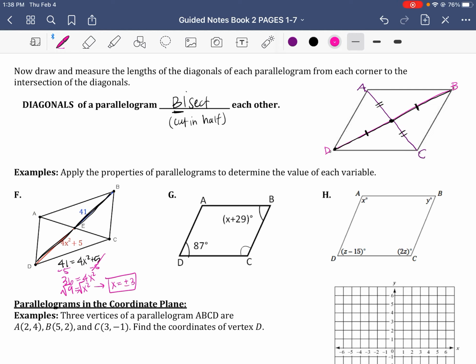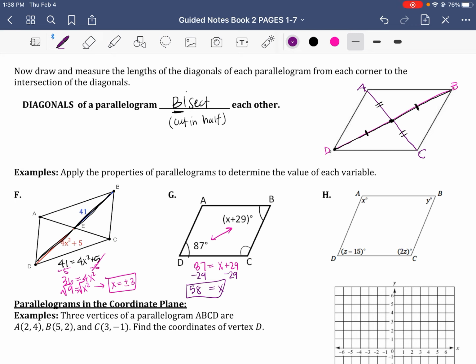On example G, this one's now dealing with angles. So notice it doesn't say anything about the other parts of the parallelogram. And remember, in parallelograms, we know that opposite angles are equal. So again, as soon as I say that, then I say, okay, let me set them equal. That allows me to quickly solve. And I get x is equal to 87, and we subtract 29, we end up with 58.